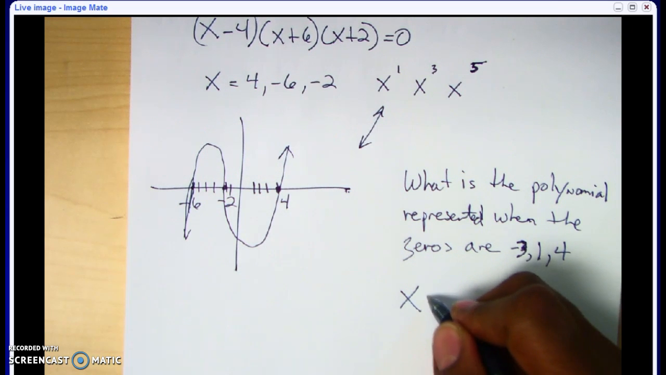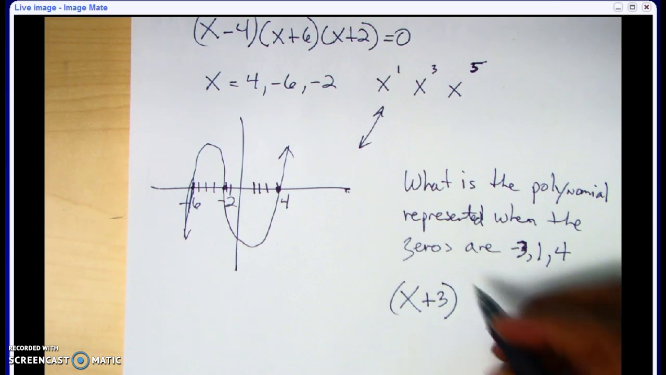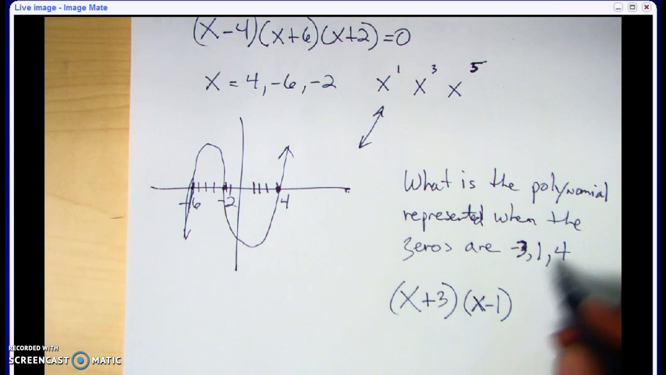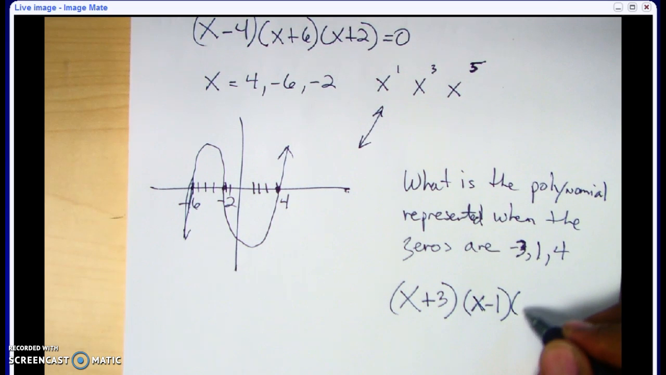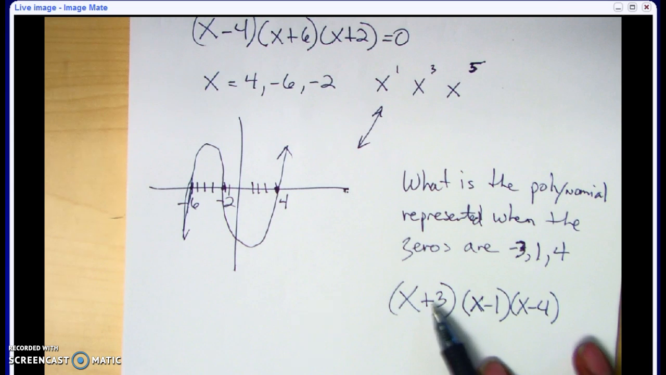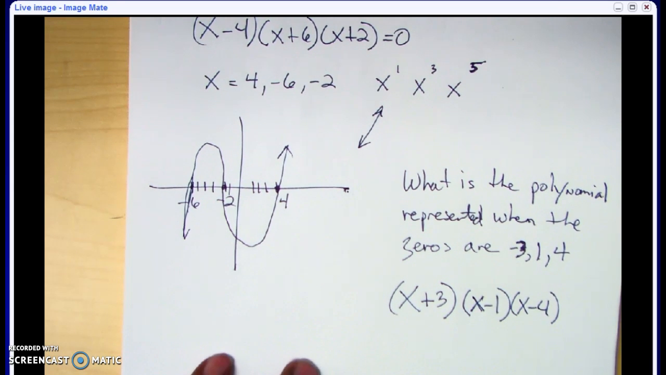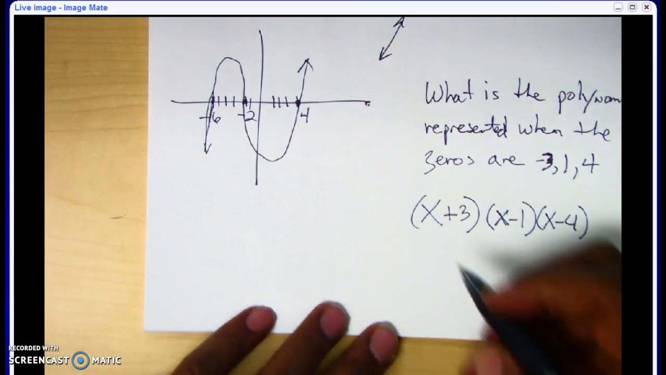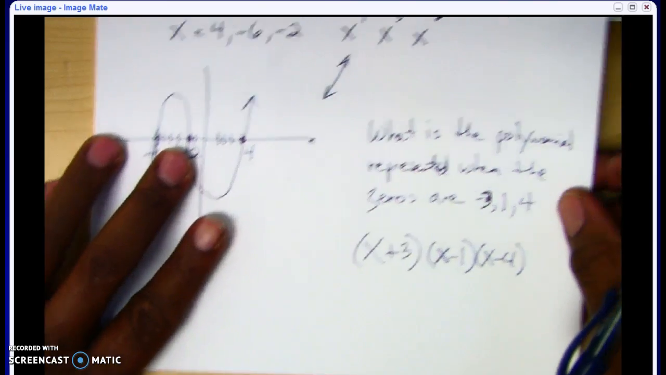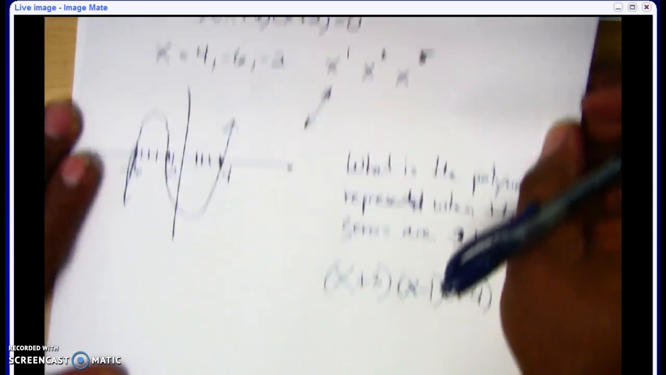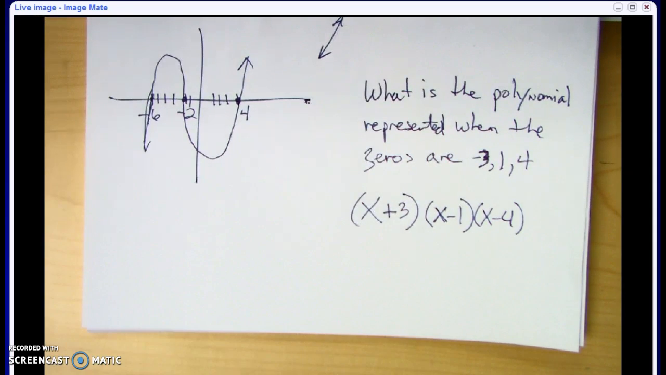If that's -3, the factor is going to be x plus 3. And another factor, if this is positive 1, it's going to be x subtract 1. And if this is positive 4, this is going to be x subtract 4. All right, now that's the factored form. All of the zeros and the factors are going to be opposite of each other. And if they gave you an ABCD choice of what the polynomial itself is, then you're going to have to do a little bit of multiplying here. Okay, so what you would have to do is either FOIL or use a box.